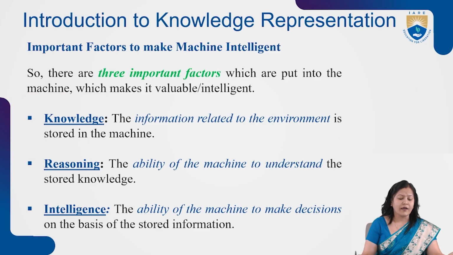This is what I have just now discussed. These are the three important factors to make the machine intelligent. One is the knowledge, second is the reasoning, and third is intelligence. Knowledge is the information related to the environment that is stored inside the machine. Reasoning is the ability of the machine to understand the stored knowledge, and intelligence is the ability of the machine to make decisions on the basis of the stored information.